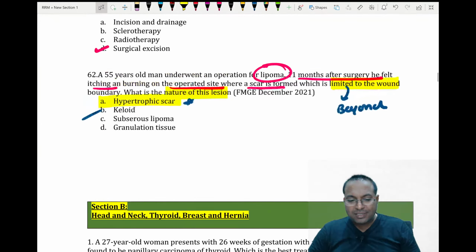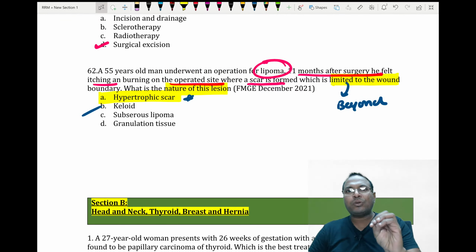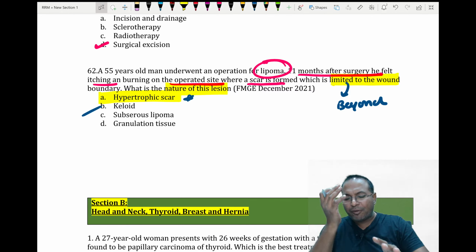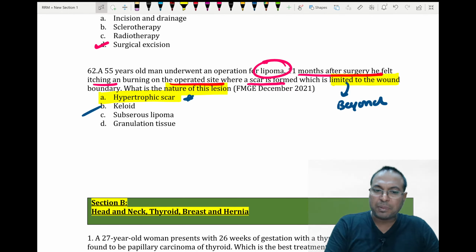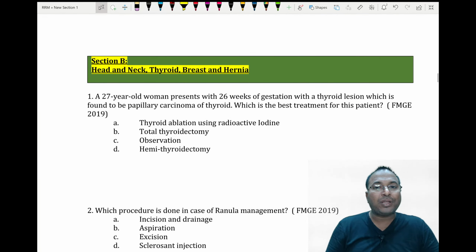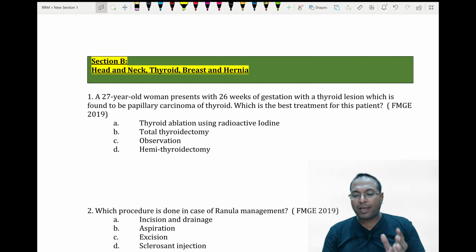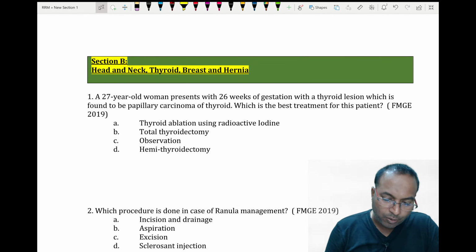Though I have discussed 62 questions, there are only 10 questions which are actually repeated again and again. They are beating the same bush. Please remember, they are repeating the same question. Okay. So now let us go on to the interesting area in surgery: thyroid, breast and hernias. We are going to discuss now.